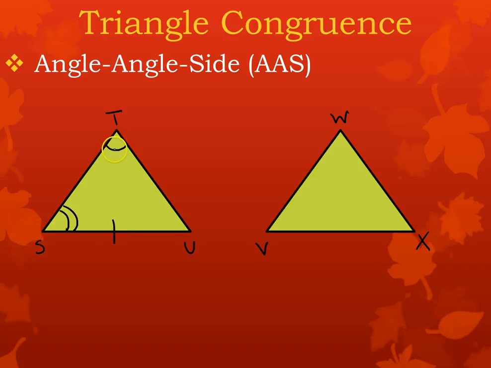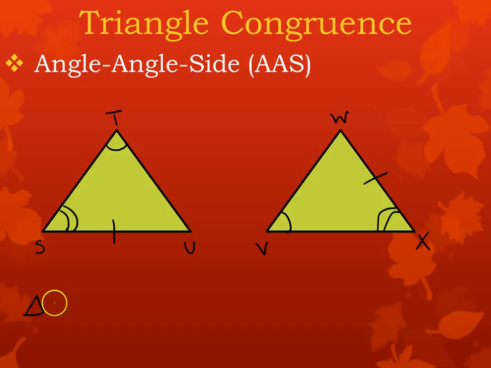Notice our side is opposite the single arc. My congruent side for this one, if I put my single arc here, my double arc here, has to be opposite the single arc in order to be in the corresponding spots. Had I put my arc over here, it would not be angle, angle, side, because this side does not match up with this one. Opposite single arc, we're okay.